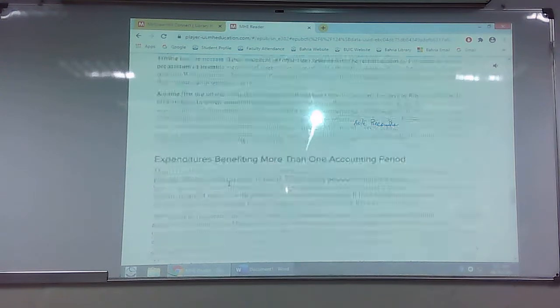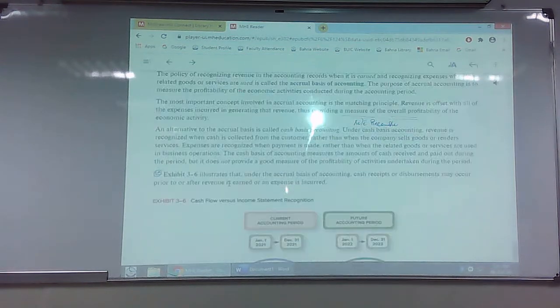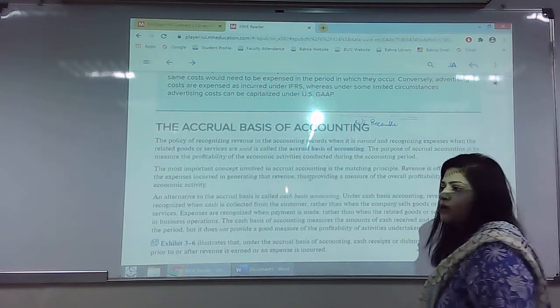And I want you to see the matching principle. Expenditures, more than one accounting period, accrual based. Okay, so this is something we're going to be doing a bit later. For the moment you understand that cash basis is that you immediately receive cash for the items you're selling. But accrual means that there is either a note payable or a note receivable. So the person is not immediately paying you for the inventory, but rather he's going to be paying you later on.